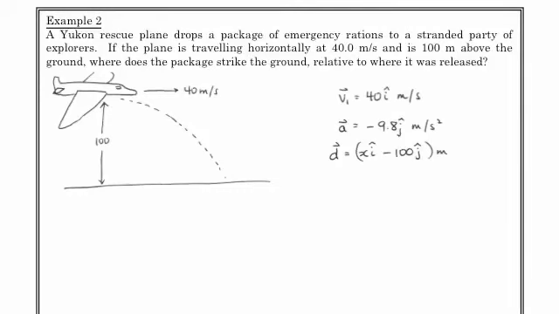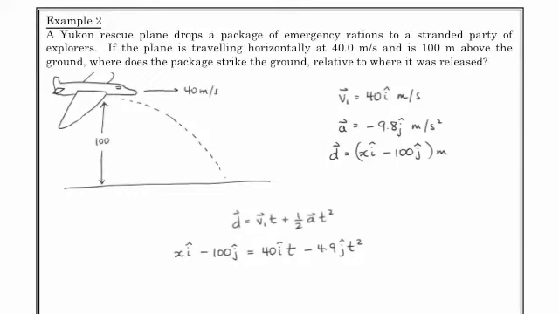So what do we have? V1 is equal to 40 I hat meters per second. We know that the acceleration is minus 9.8 j hat meters per second squared, because acceleration in this case is straight down. And our displacement vector is some distance x in the I hat direction minus 100 in the j hat direction, because it's falling 100 meters. So again, we can put this together. D equals v1t plus 1/2 at squared. And we can write x I hat minus 100 j hat equals 40 I hat t minus 4.9 j hat t squared.